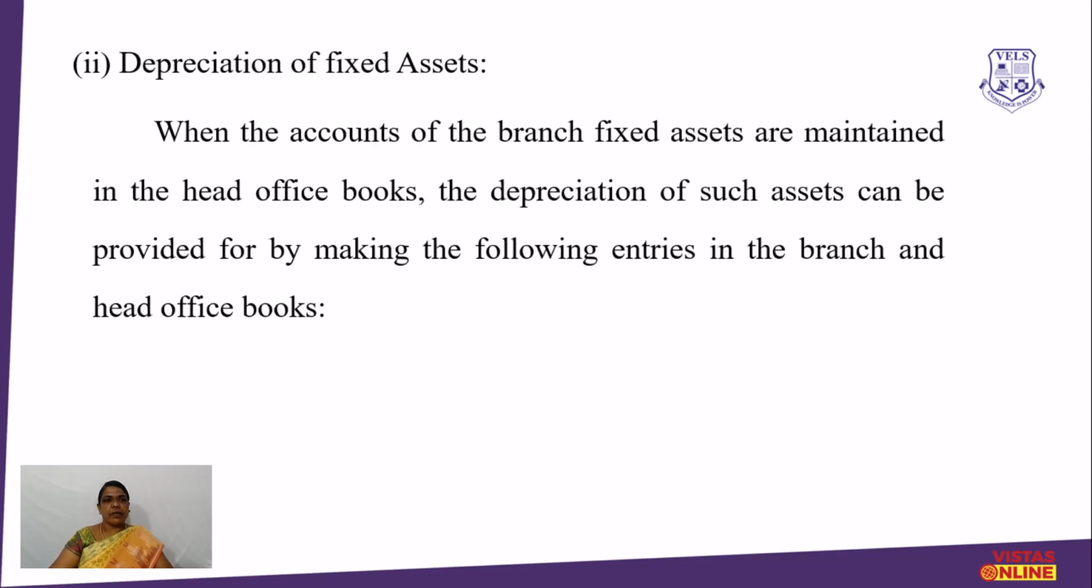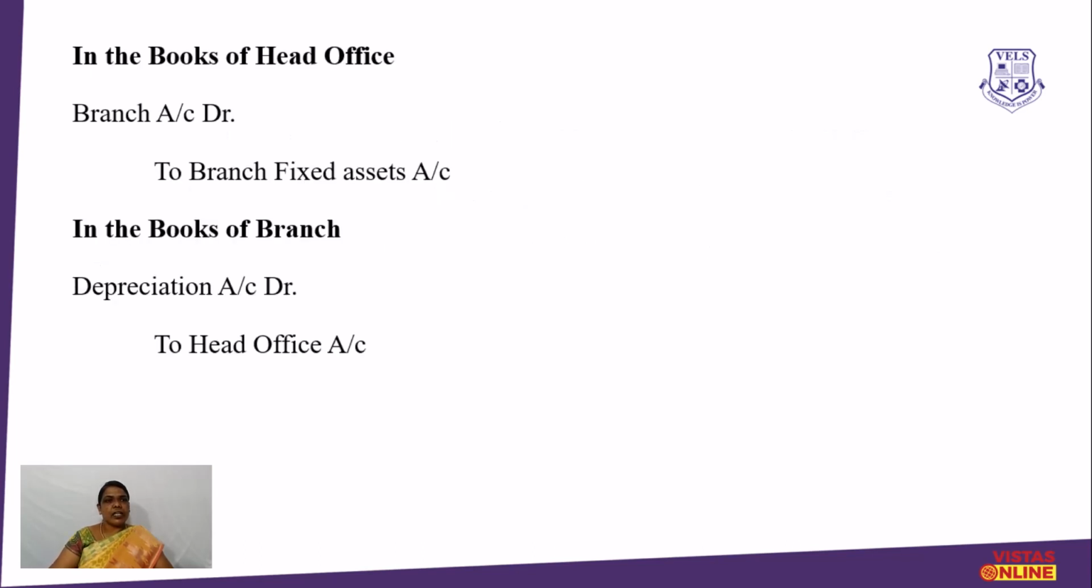Then we can see the depreciation of fixed asset. When the accounts of the branch fixed assets are maintained in the head office books, the depreciation of this type of assets can be provided for by making the following journal entries in the head office. What is the journal entry in the books of head office? Branch account debtor to branch fixed asset account. This is the journal entry in the books of head office. But in the case of branch office books, the journal entry is depreciation account debtor to branch office account.